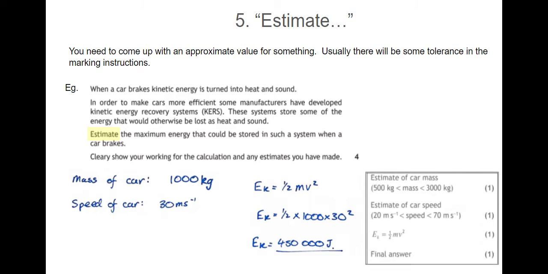Now, the marking instruction for this question had a range of values for the mass of the car, going from 500 to 3,000 kilograms, and the speed of the car, going from 20 to 70 meters per second. So obviously, there's not a definitive correct answer here. You were asked to estimate. 1 mark for the mass of the car, 1 mark for the speed of the car, and then a couple of marks for doing the calculation.